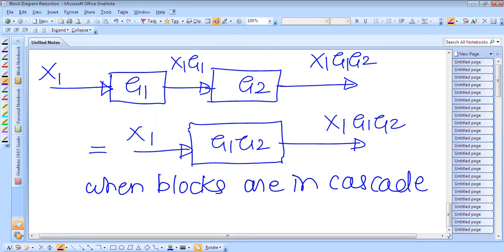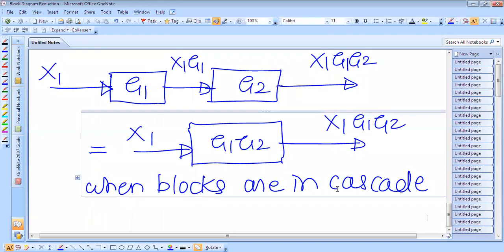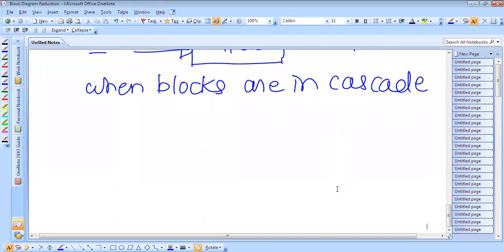Now the second rule: combining blocks that are in parallel.